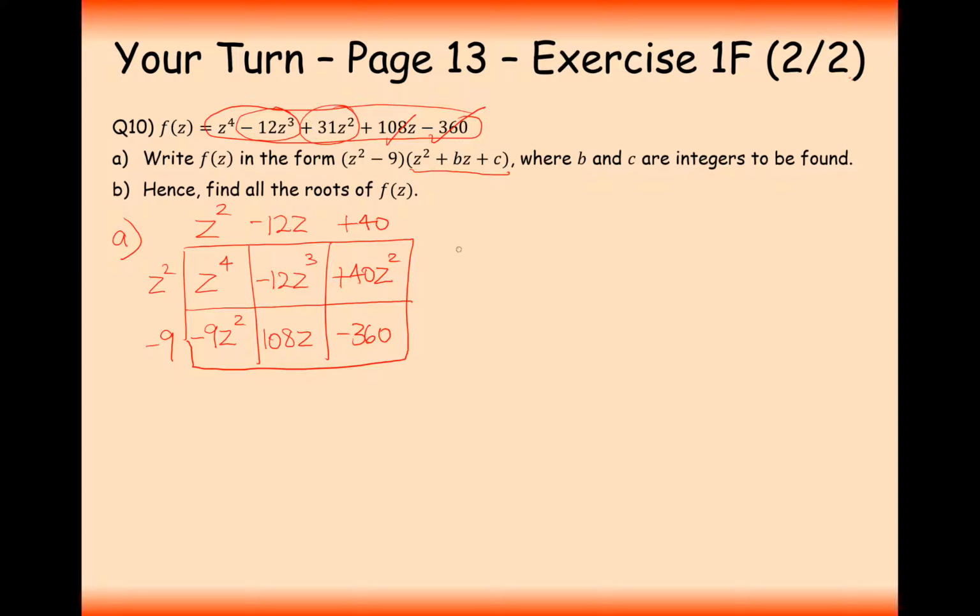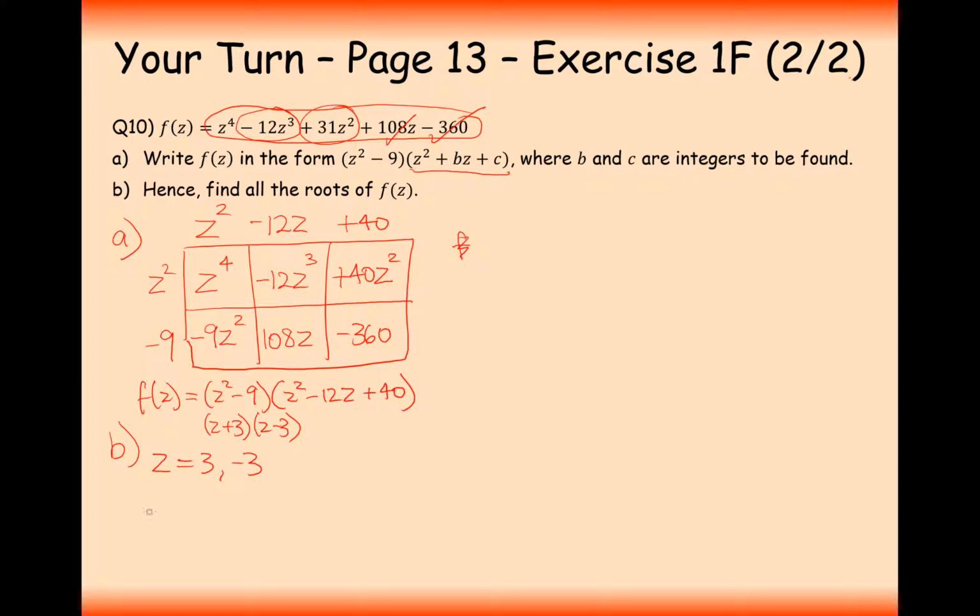Now what this means is that our quartic f of z is going to simplify or factorize into z squared minus 9 and then z squared minus 12z plus 40. So that's the factorized version of this quartic equation above here. And then for the last part, it asks for us to find all of the roots of f of z. Well, just from this z squared minus 9, I can quickly look at this and do a little difference of 2 squares, so the first roots are 3 and minus 3.